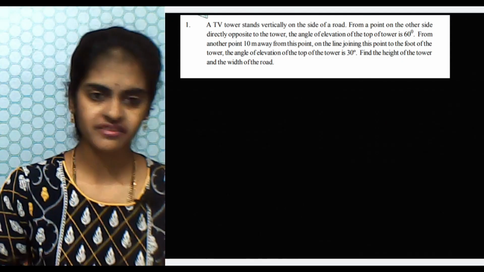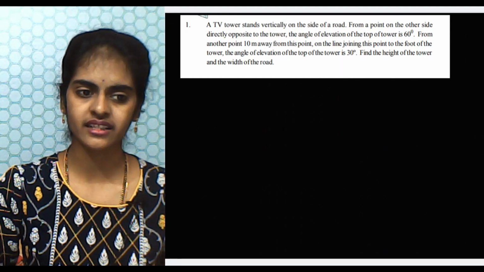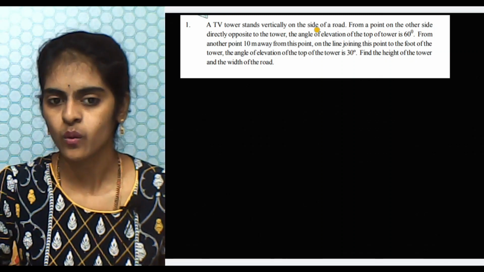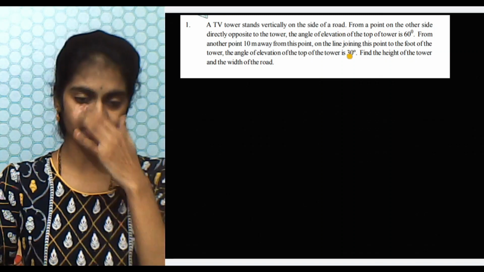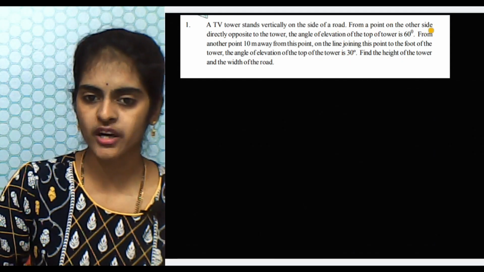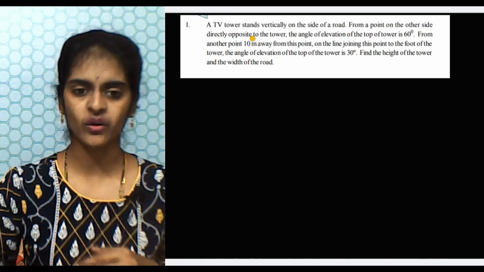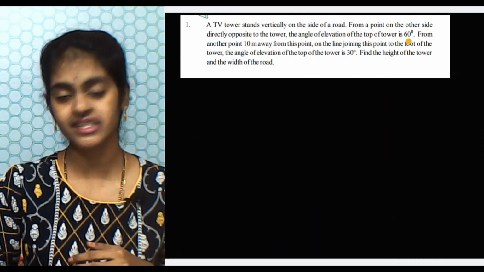Now come on. So the first question is, a TV tower stands vertically on the side of a road. Okay, so on one side of a road, a TV tower stands vertically. So from a point on the other side, from the side directly opposite to the tower, the angle of elevation of the tower is 60 degrees.